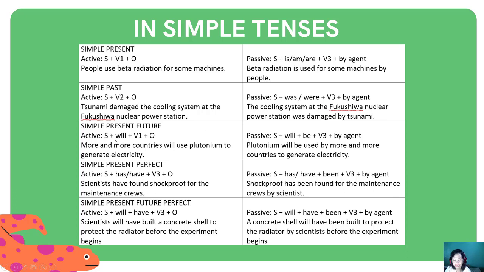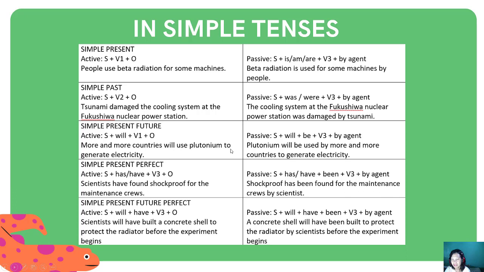Next, simple future: S plus will plus verb 1 plus object. Will and then verb 1. So verb 1 of to be is be. So will plus be plus verb 3. Don't forget about this, verb 3. So you change this verb 1 into verb 3. More and more countries will use plutonium to generate electricity. Plutonium will be used by more and more countries to generate electricity.